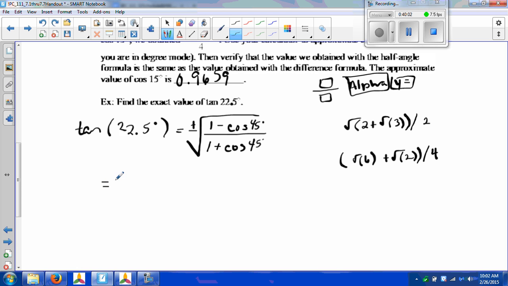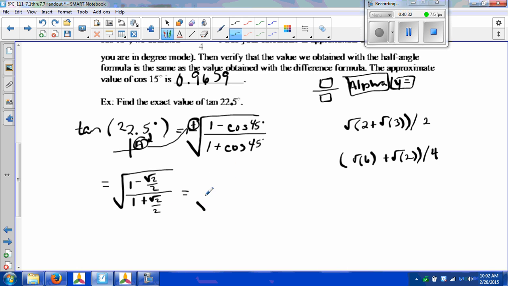Now I need to think about where 22.5 is. That's in quadrant 1, so I choose the positive one. So that's going to be the square root of 1 minus root 2 over 2, over 1 plus root 2 over 2. You could have used any of those formulas you wanted. I just used this one. It's the only one I have memorized, so it's the one I'm stuck with.